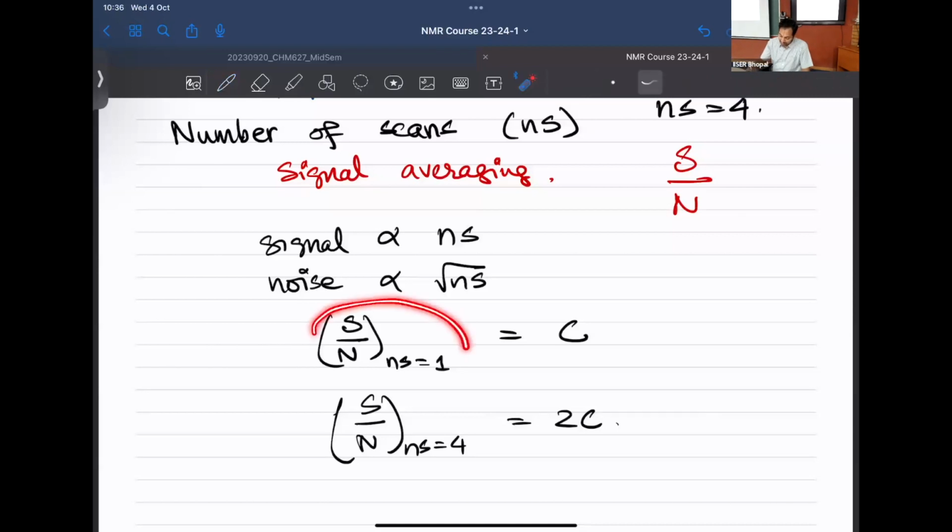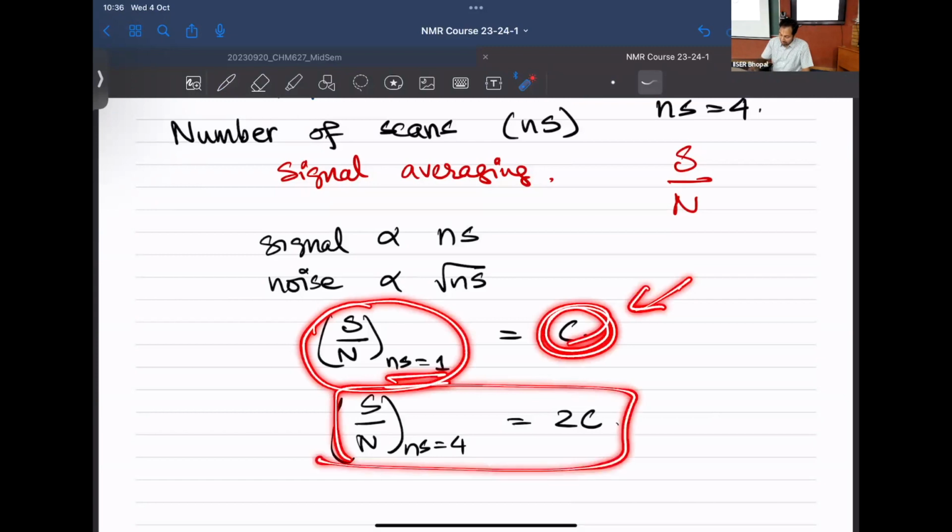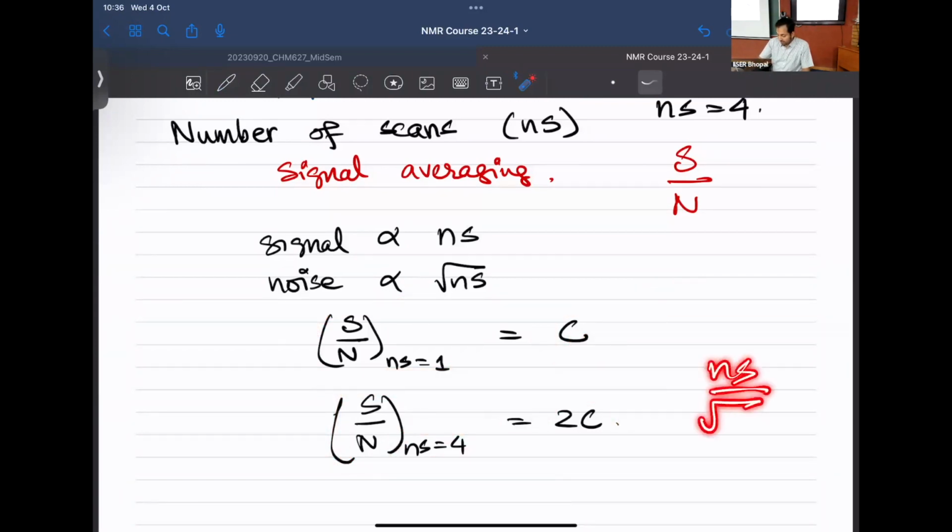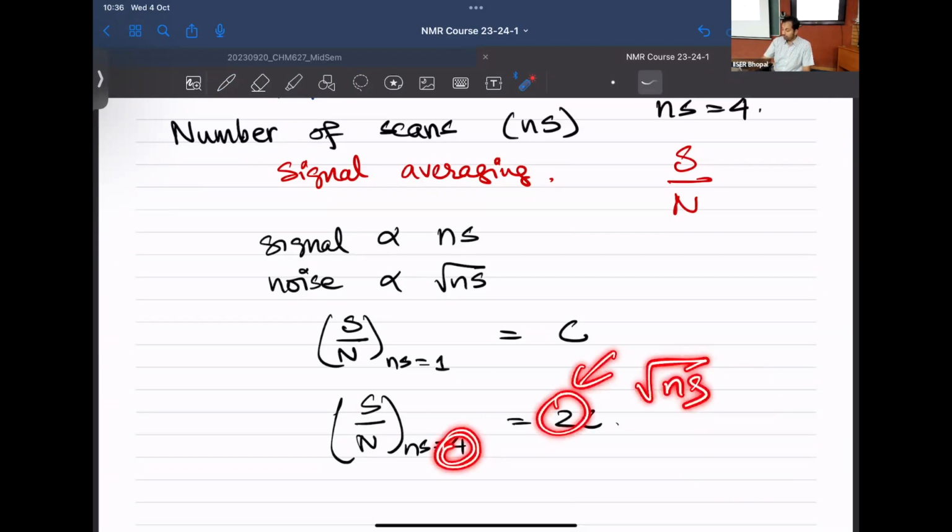So therefore, the signal to noise for a single scan experiment is C, and when you change the number of scans to 4, it becomes ns divided by square root of ns, which is signal to noise improving as a square root of number of scans. So if you put 4 scans, square root of ns will be 2. Therefore, you can improve the sensitivity of the NMR data you collected for your samples by increasing the number of scans that is repeatedly applied to your sample.